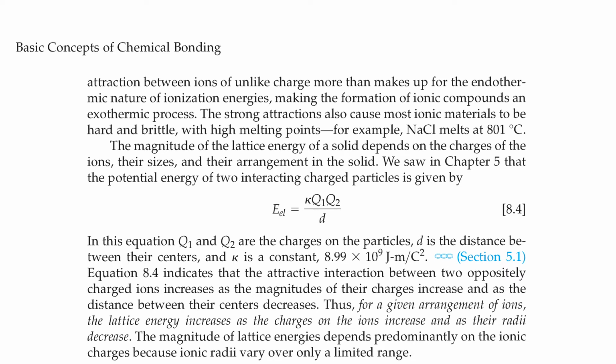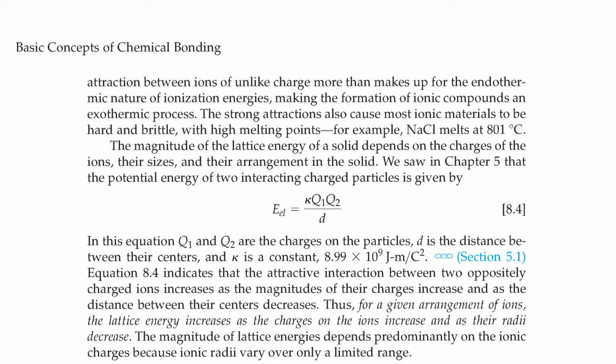The magnitude of the lattice energy of a solid depends on the charges of the ions, their sizes, and their arrangement in the solid. We saw in Chapter 5 that the potential energy of two interacting charged particles is given by E_el equals a constant times the two charges divided by the distance apart. In this equation, Q1 and Q2 are the charges on the particles, d is the distance between their centers, and k is a constant, 8.99 times 10 to the 9 joule meters per coulomb squared.